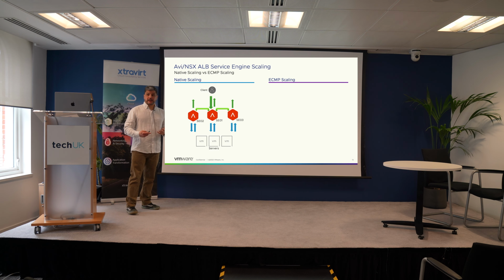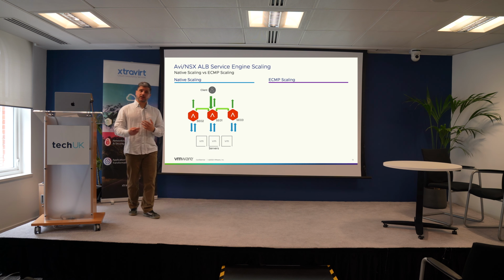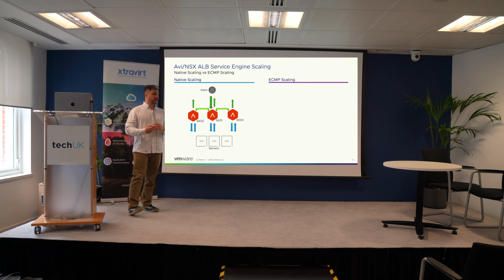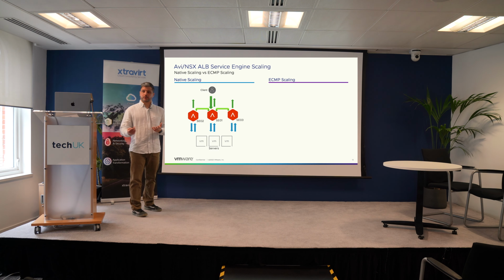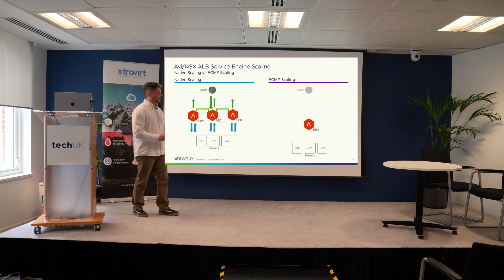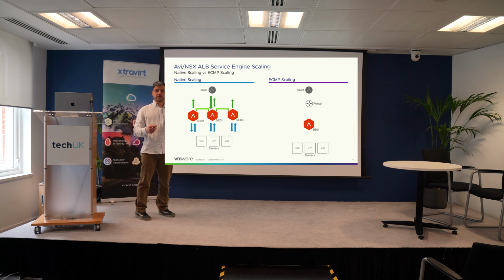The second way of doing it is using ECMP. ECMP is a more traditional networking way of dealing with work, the same way that we do with the ESGs or the edges in NSX-T, where you make multiple paths to the solution, and then you can use them to increase the throughput. So in an ECMP scaling, you still have initially a service engine, and the main difference is you have a router in the middle.